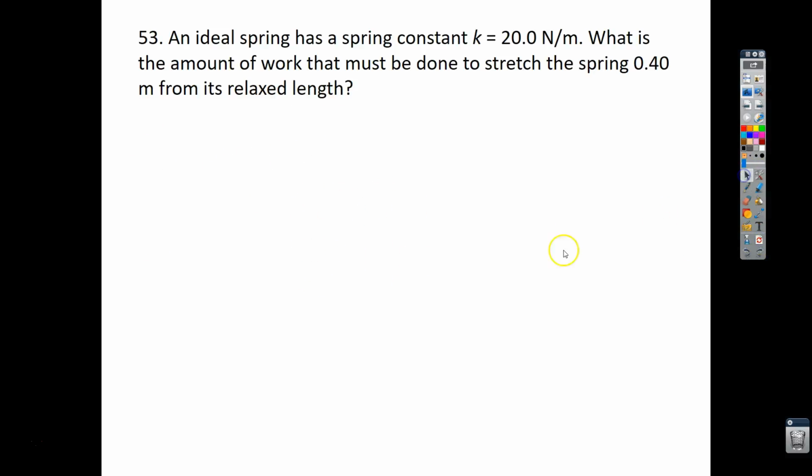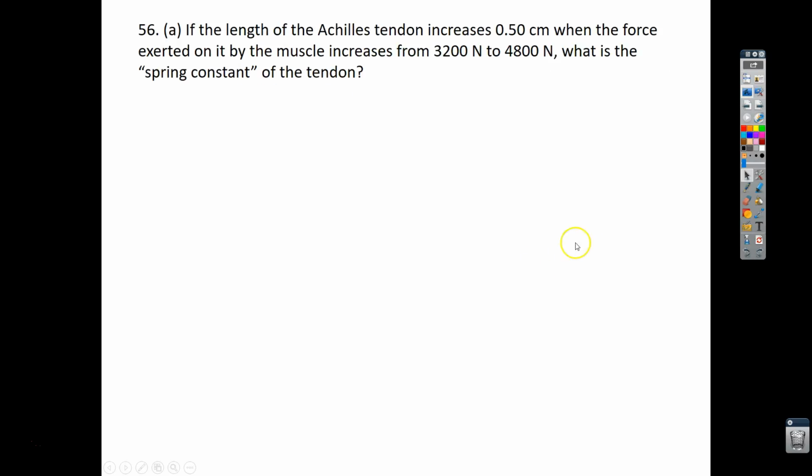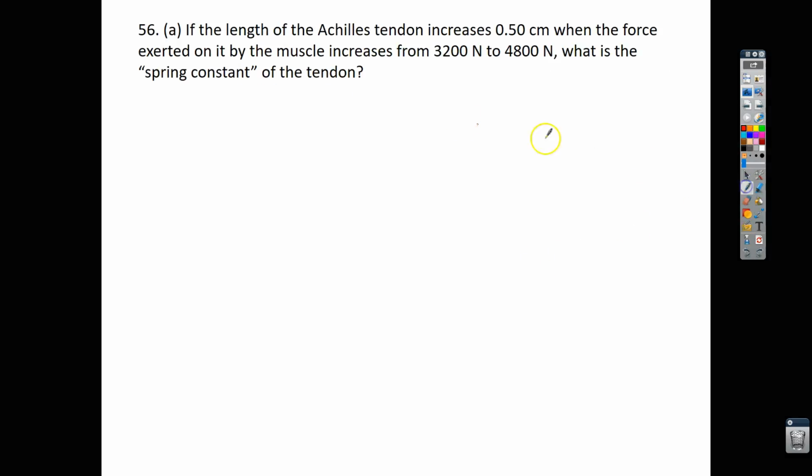Next question is number 56. This one is a little different. This one's nice because it's got a kind of physical therapy biology slant to it. It says that if the length of the Achilles tendon increases 0.5 centimeters when the force exerted on it by the muscle increases from 3,200 to 4,800 newtons, what is the spring constant?